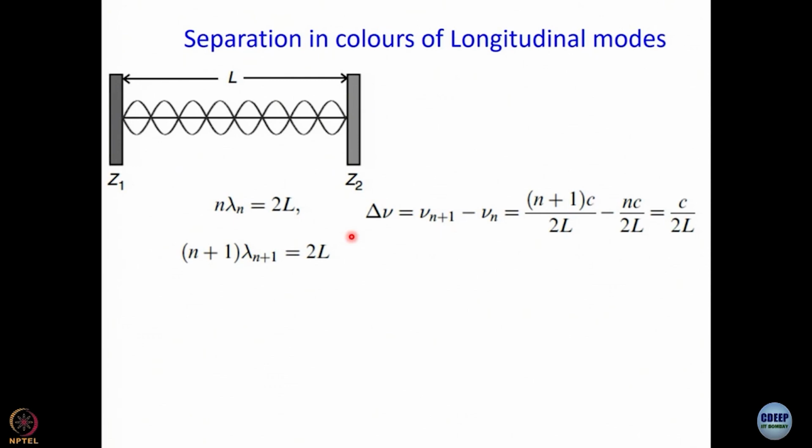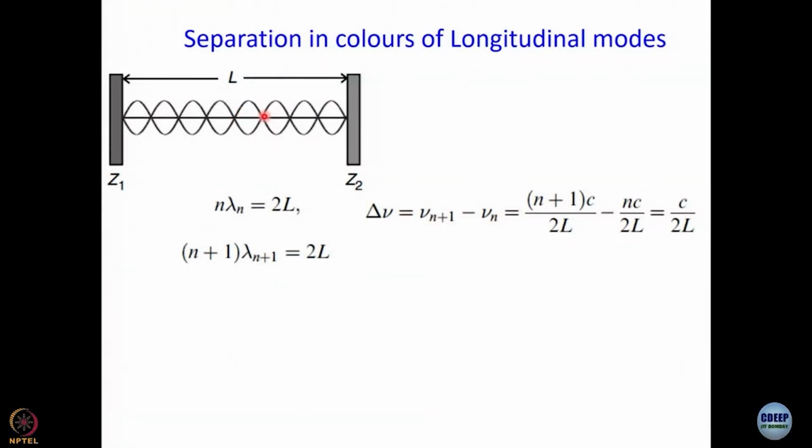What is the second point? C by 2L, that is a very special number. What is C by 2L? Okay, I will make it easier. What is 2L by C? 2L by C is the round trip time, right?